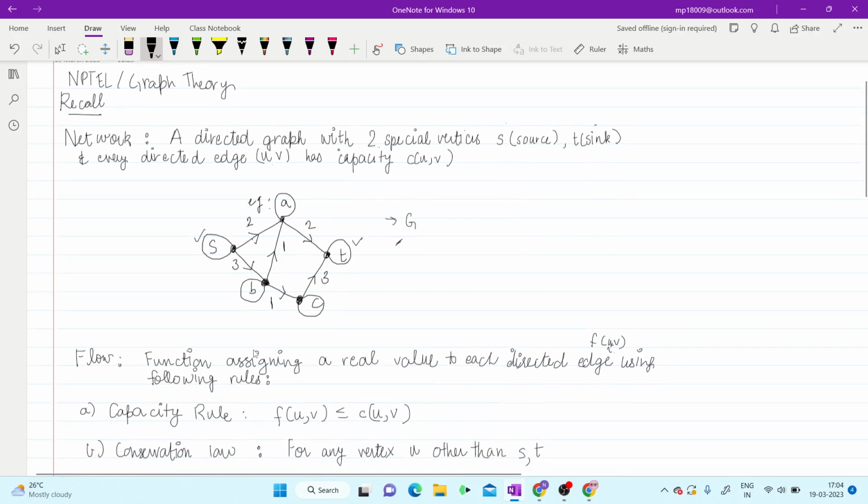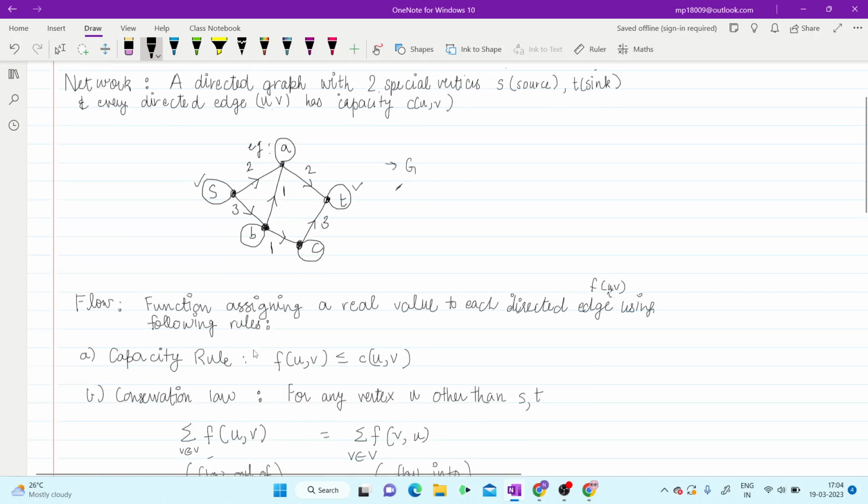But first of all, what is a flow? A flow is basically a function which assigns a real value to each directed edge, and these two rules should be followed. First of all, we are assigning some number, a real value. Generally we are talking about integral flow, so we take it as an integer. So we are assigning an integer to each edge, and these two rules should be followed.